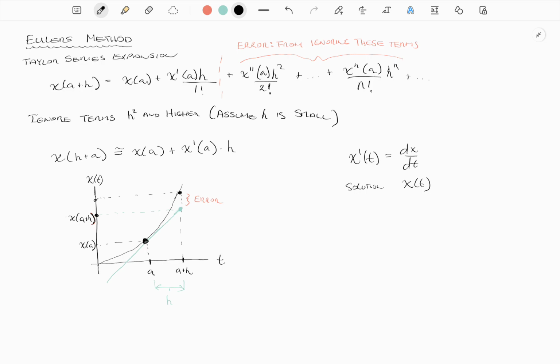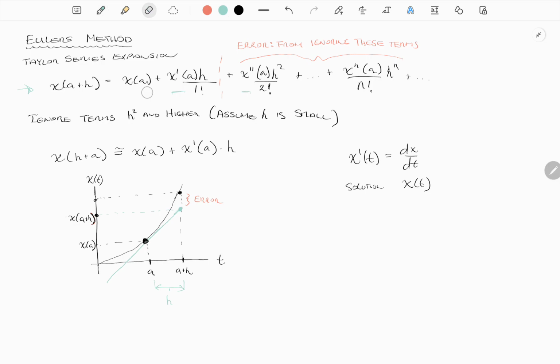Euler's method starts with the Taylor series expansion, as I've shown up here. The Taylor series expansion for a function, any function, we'll call it x, is the value of that function. You need to have a known point, so you need to know one point on x. And then you need to know the slope of that function, the second order slope, the third order slope, etc. X prime, x double prime, x triple prime, etc.